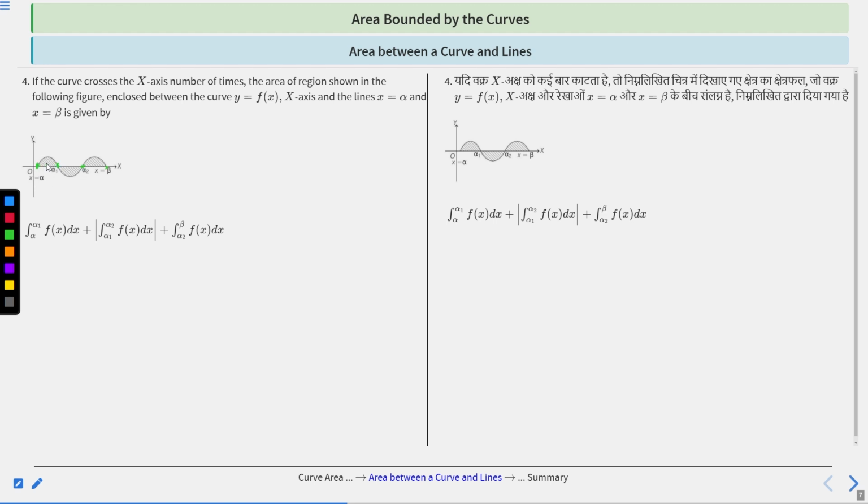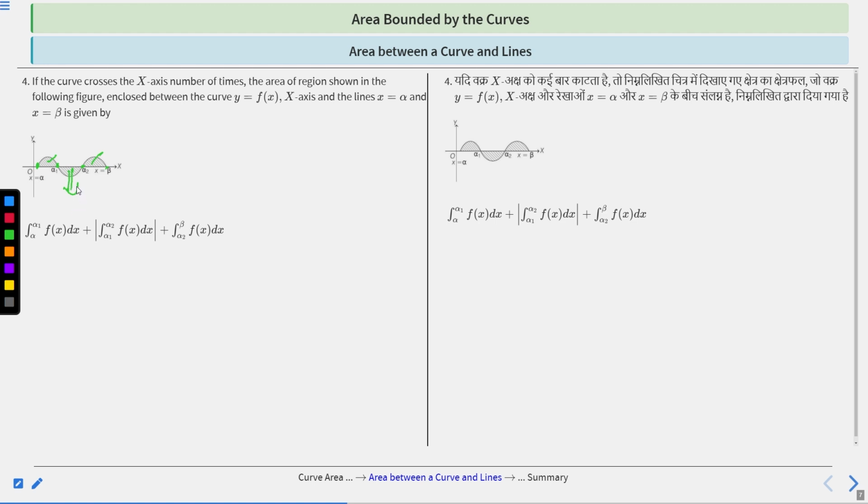So from x equal to alpha to alpha 1, area is positive, right? From alpha 1 to alpha 2, area is negative. Again, from alpha 2 to beta, area is positive. But when you just calculate the integrals from alpha to alpha 1, plus alpha 1 to alpha 2, plus alpha 2 to beta, then this area of the curve will be negative. Then what we are actually doing is plus this, minus this.